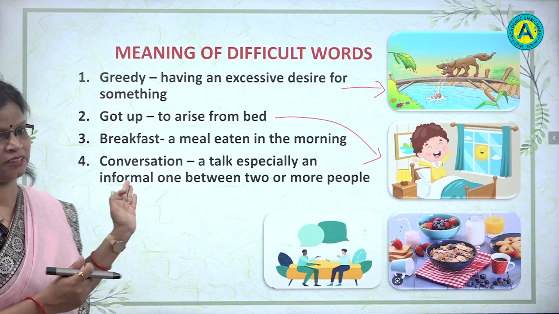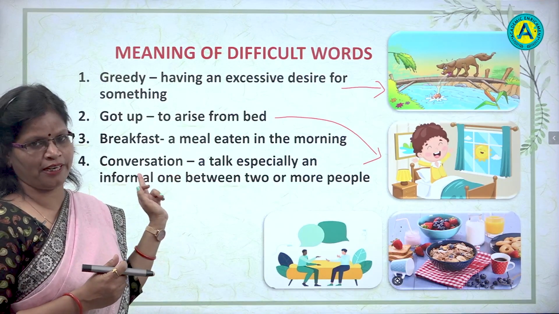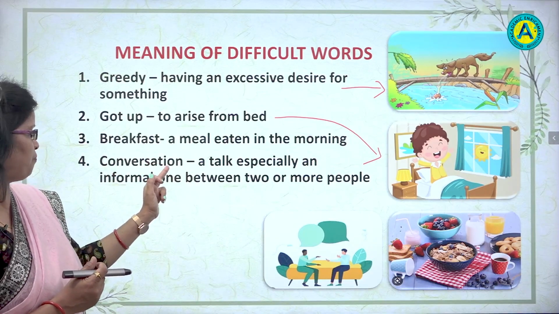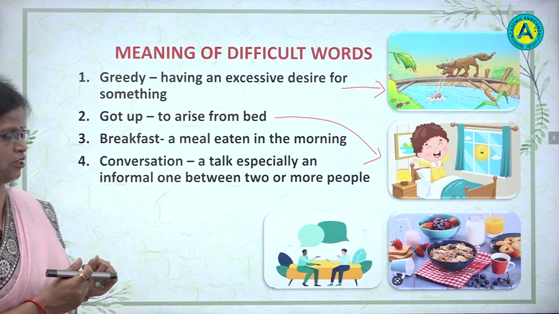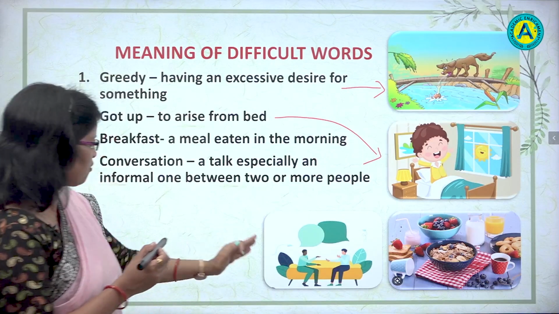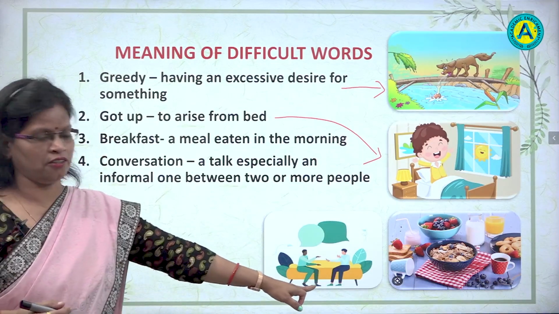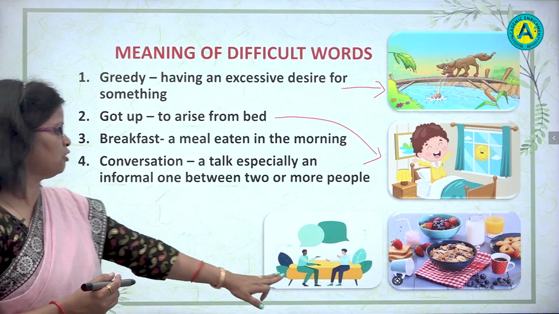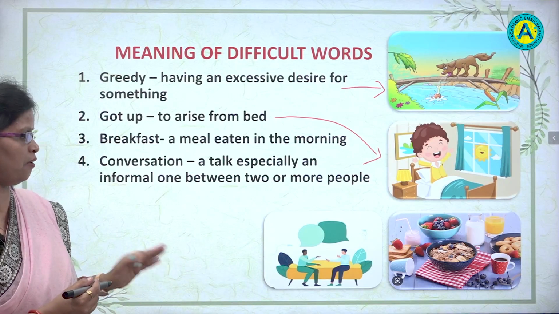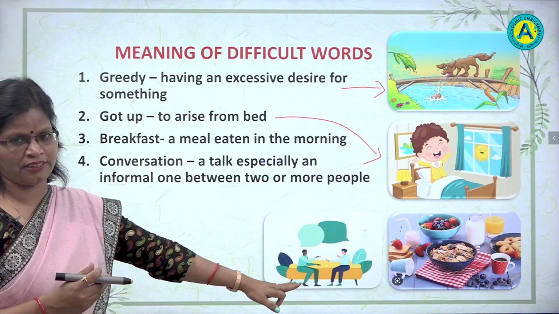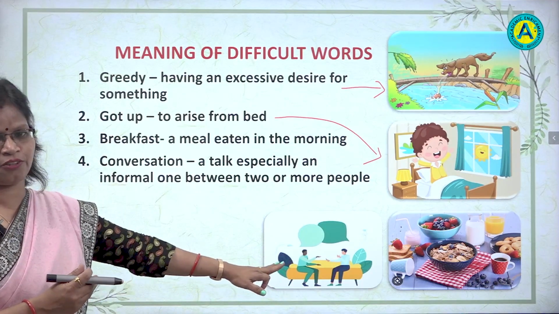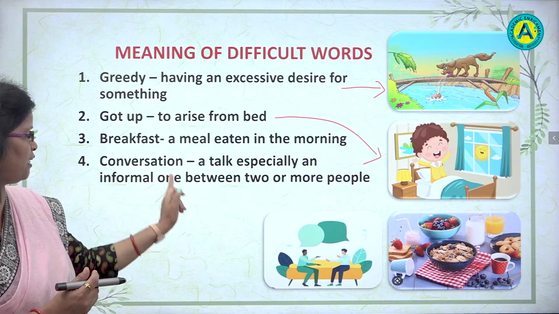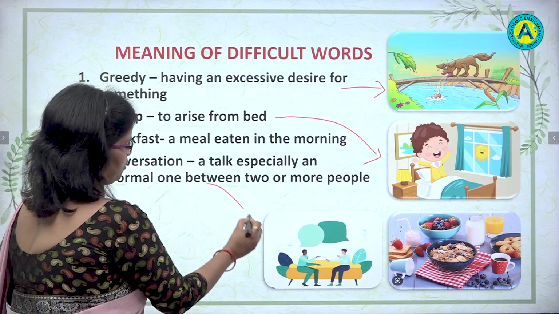Now the fourth one is conversation. The spelling is C-O-N-V-E-R-S-A-T-I-O-N. We can spell it as conversation. Now just see, this is a picture. Here two people are talking to each other. When two or more people are talking to each other, we can say they are conversing. Here, conversation, we can relate this word to this picture.